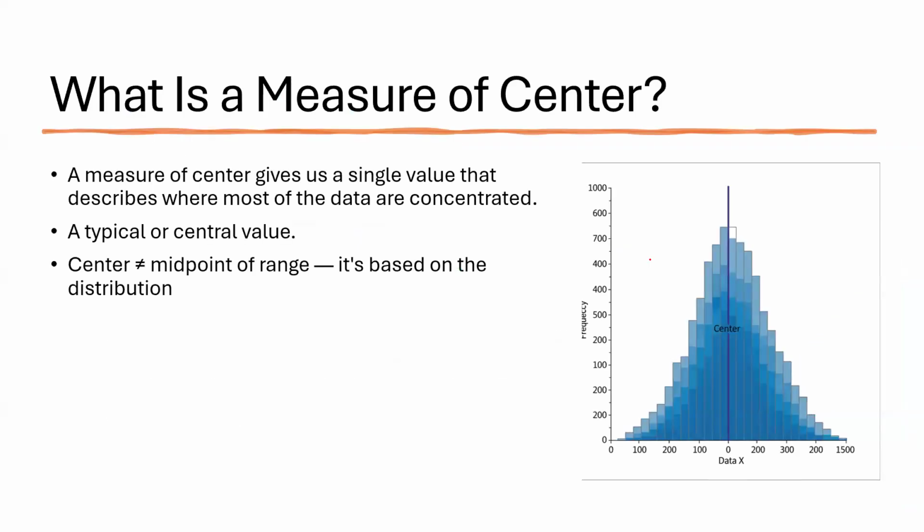A measure of center is a single number that gives us a sense of where the bulk of the data lies. The typical value. It doesn't tell us everything, but it gives us a solid starting point. Instead of looking at 100 test scores, we can say the average score was 78. That one number helps us summarize the entire set. But as we'll see, different data sets require different measures of center, especially when outliers or skewed data are involved.